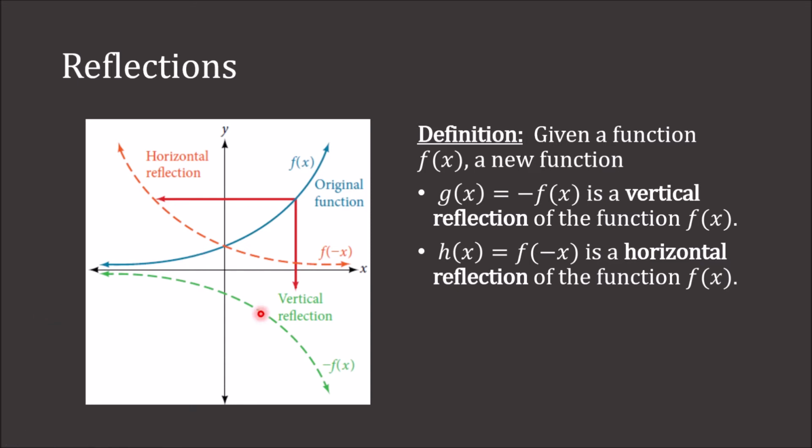And over here we can see that. So this blue is our original function. If we reflect it across the y-axis, we have a horizontal reflection, and that is f of negative x. Right, so every input value just switches negative. Reflecting it over the x-axis is negative f of x. Right, that's this green one. Every output value is getting multiplied by negative 1.